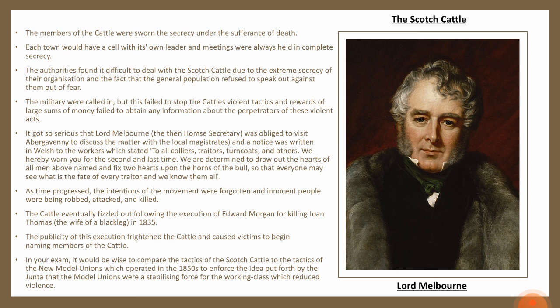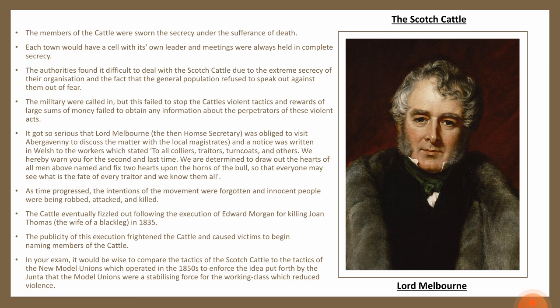As time progressed, the intentions of the movement were forgotten, and innocent people were being robbed, attacked, and killed. The cattle eventually fizzled out following the execution of Edward Morgan for killing Joan Thomas, the wife of the Blackleg, in 1815. The publicity of this execution frightened the cattle and caused many victims to begin naming members of the cattle.